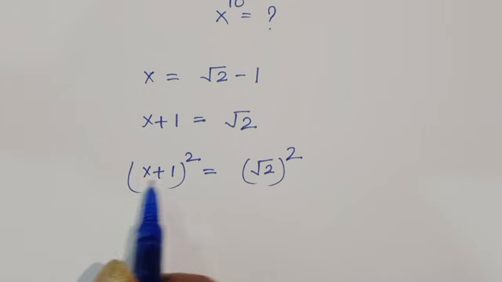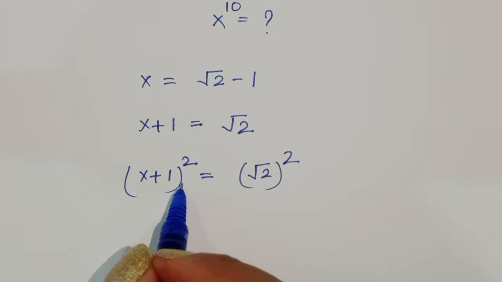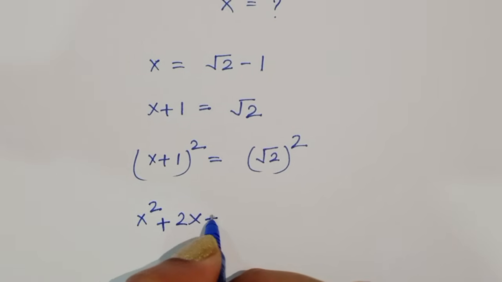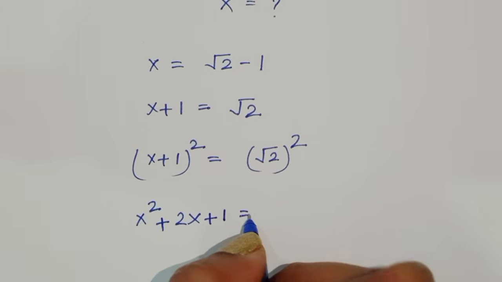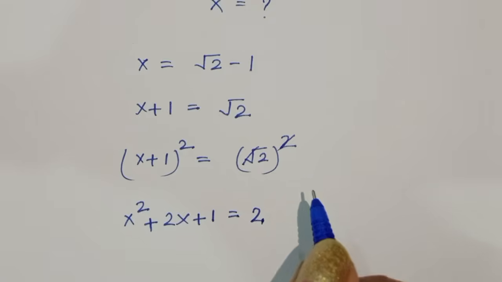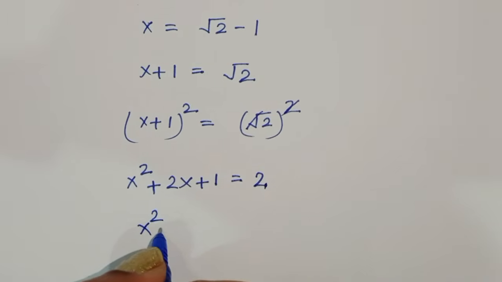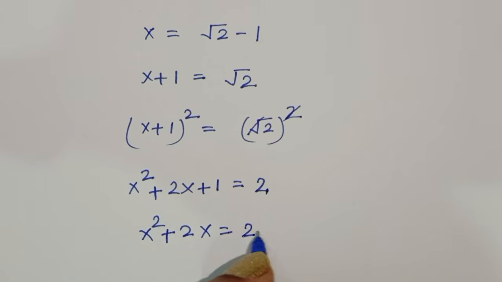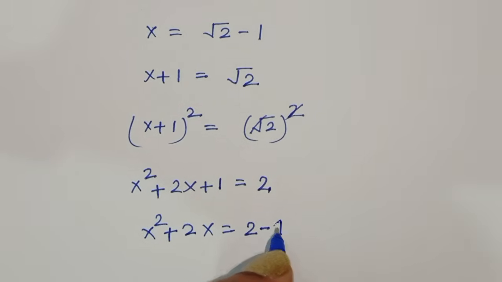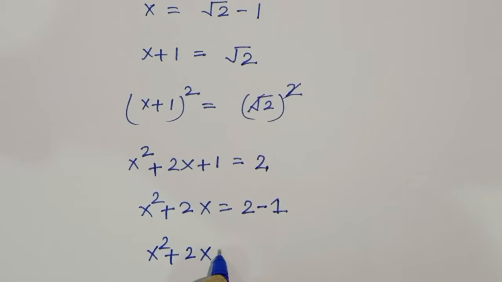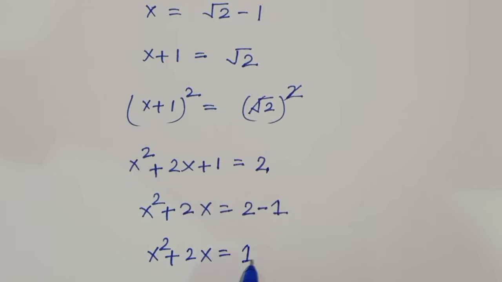Now we are using the formula here. So the value of (x plus 1) whole square is x square plus 2x plus 1 is equal to... the square is cancelled by the square root, so it will become 2 here. Now x square plus 2x is equal to 2 minus 1, so it will become 1 here.